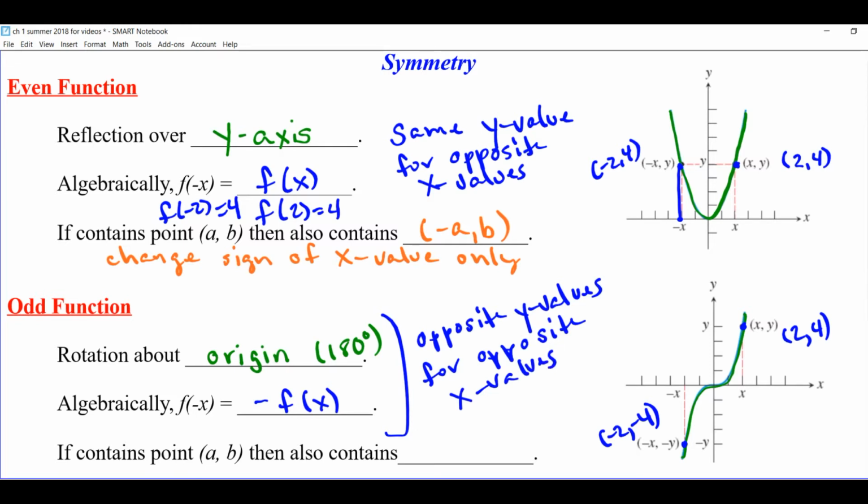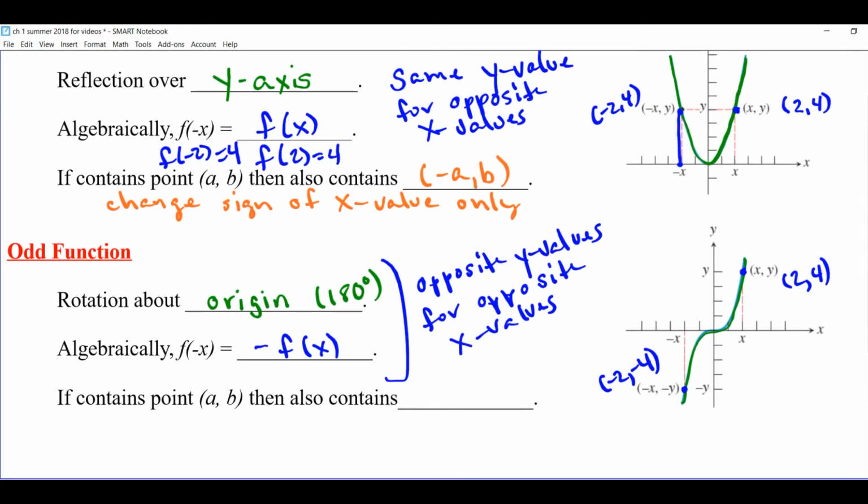And also, same thing that we talked about up here at the top. If I know a given point on an odd function, I can always find an additional point on an odd function. When I'm looking at this one, here we have the point (2, 4). We changed the sign on the x coordinate, which also changes the sign on the y coordinate. So when any general point (a, b) is on an odd function, then I know (-a, -b) will also be on the odd function. So we're going to change the sign of both coordinates.